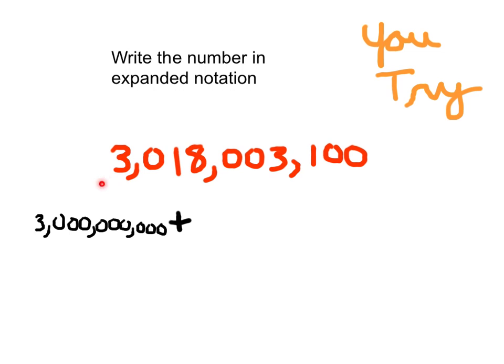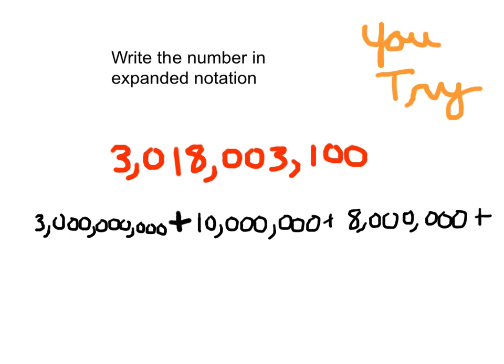All right, we're going to have to start with 3 billion, and then we have 10 million plus 8 million. And we'll need 2 other addends as well. So we get 3 billion plus 10 million plus 8 million plus 3,000 plus 100. 1, 2, 3, 4, 5 digits that are not 0, so we should have 5 addends with our expanded notation. 5 addends there, those digits that aren't 0 in our number.